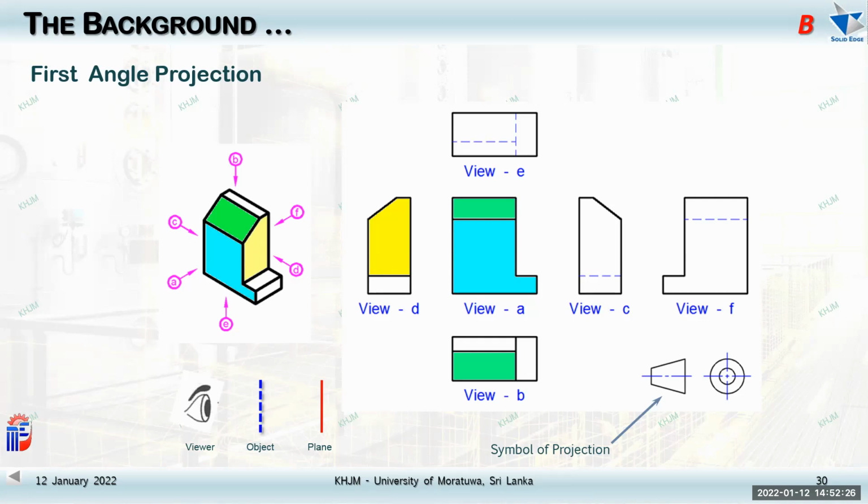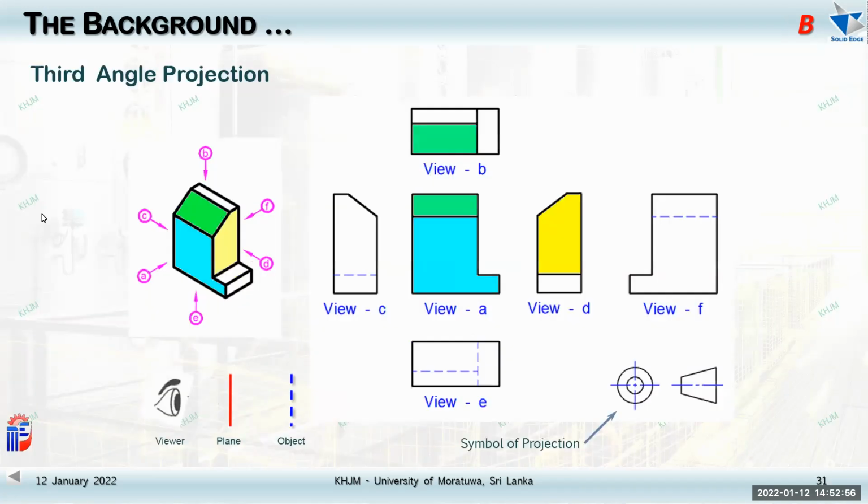And you can see a picture of the view on the bottom left-hand corner: the user, the object, and the projection plane. You look from the left-hand side and project onto the right-hand side. And the projection symbol is the one that we usually indicate. We don't write it, we just put this symbol. And even in that symbol, there are proportions. You cannot just draw on your own. There are standard sizes and proportions for this one.